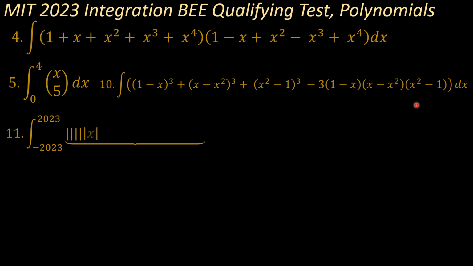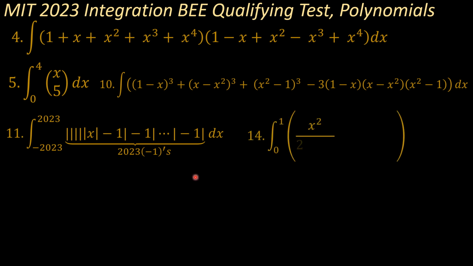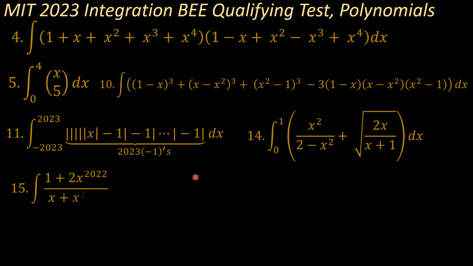Then the next problem, problem 11, was the integral of the absolute value minus 1, absolute value minus 1, absolute value all the way until we have 2023 minus 1s. And then problem 14, which was the integral from 0 to 1 of x squared over 2 minus x plus the square root of 2x over x plus 1. Problem 15, 1 plus 2x to the power 2022 over x plus x to the power 2023.